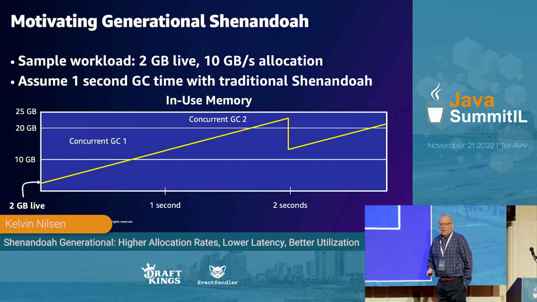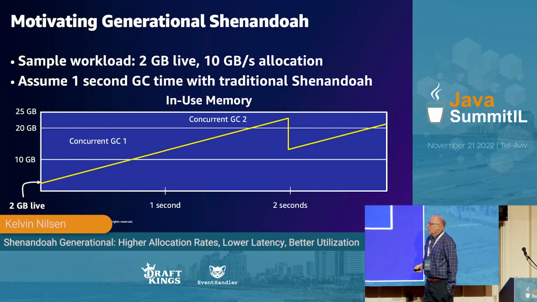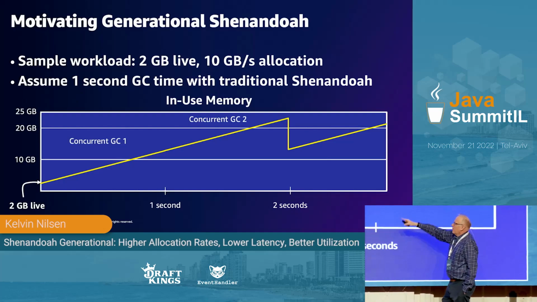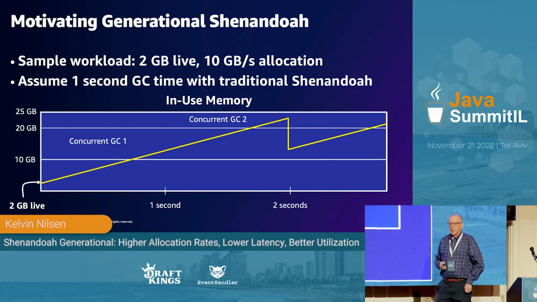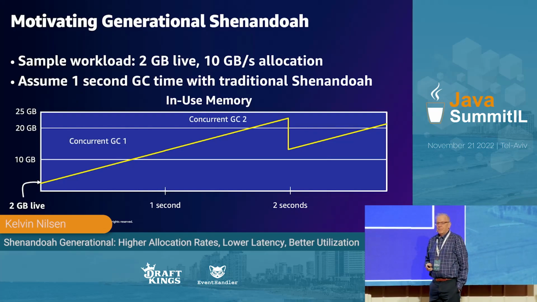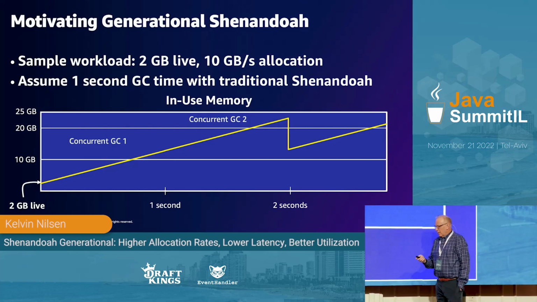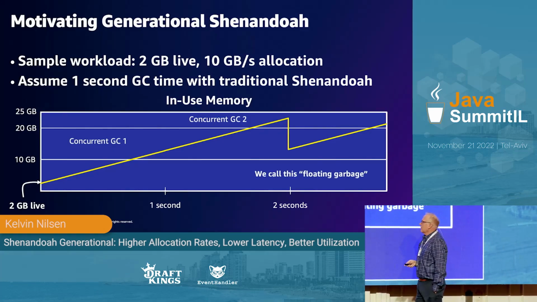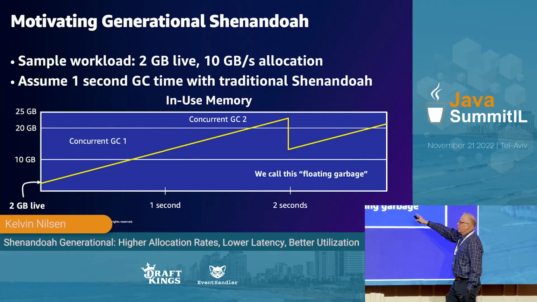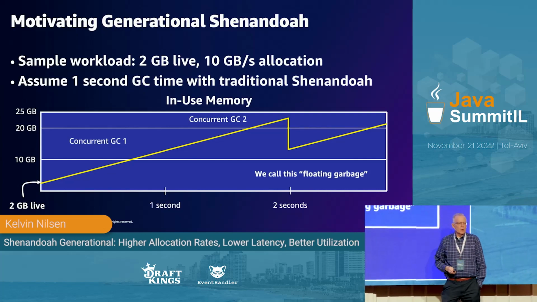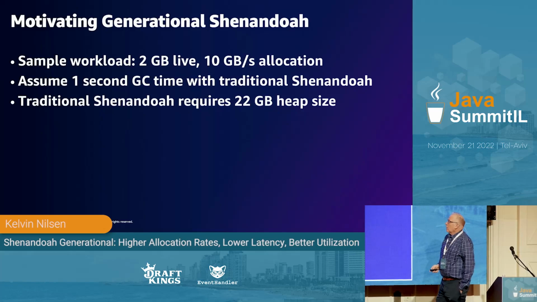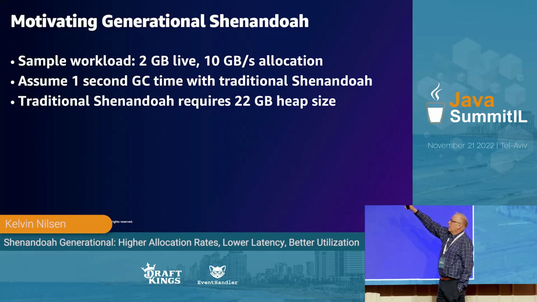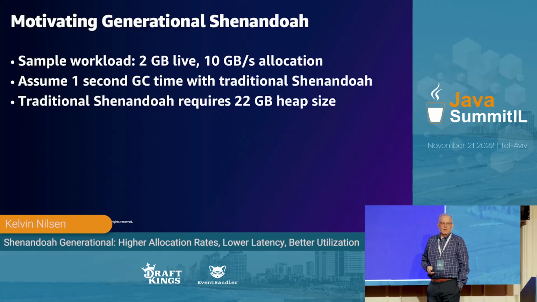So what happens, I get this sawblade shape that says I'm hovering between, say, 22 gigabytes and 12 gigabytes, even though my live memory usage is only 2 gigabytes of memory. So using a concurrent garbage collector is quite memory intensive. This garbage that we can't reclaim immediately, we call it floating garbage. So I just motivated why this workload requires 22 gigabytes of memory.